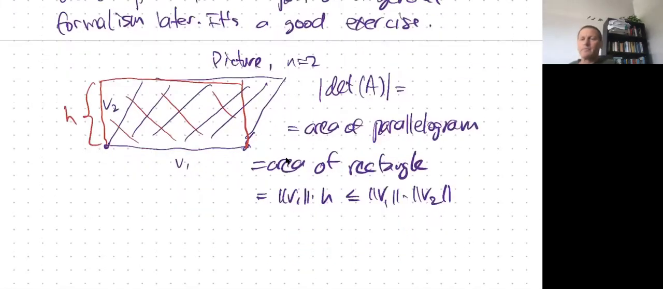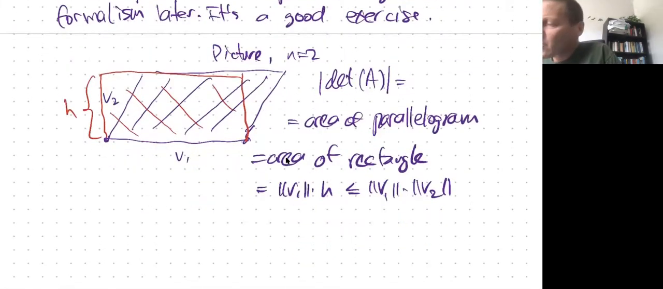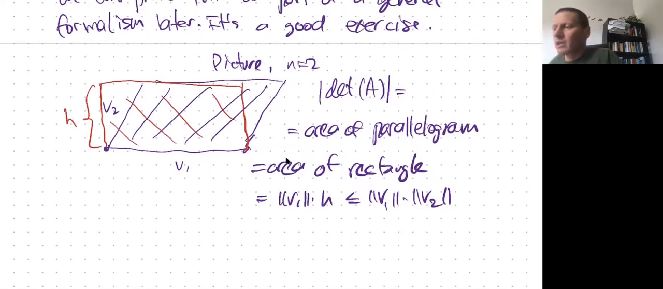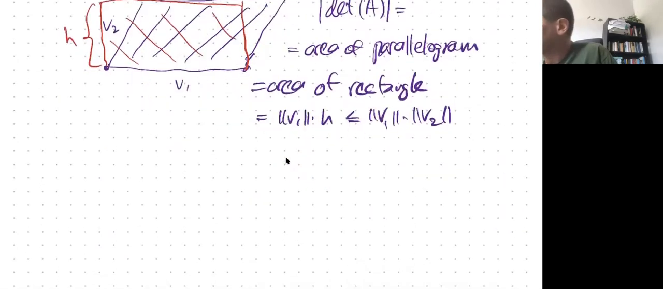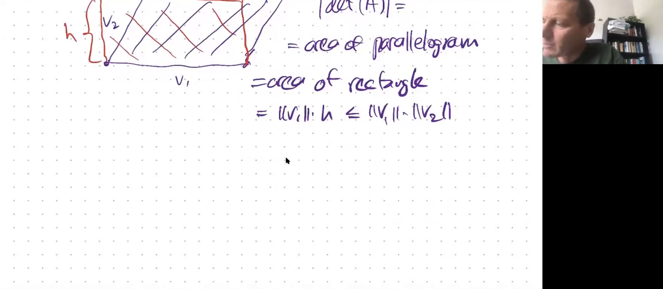Okay. So it's an n-dimensional generalization of this fact, that the area of a parallelogram is bounded above by the product of the lengths of the sides of the parallelogram. Okay, once we know that, we're assuming the Hadamard inequality.